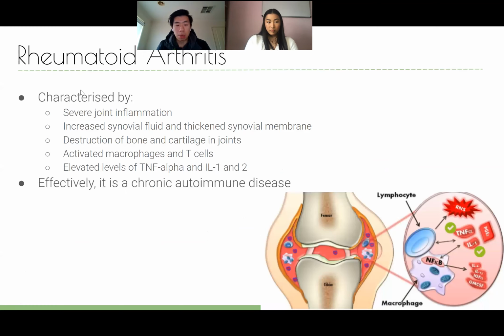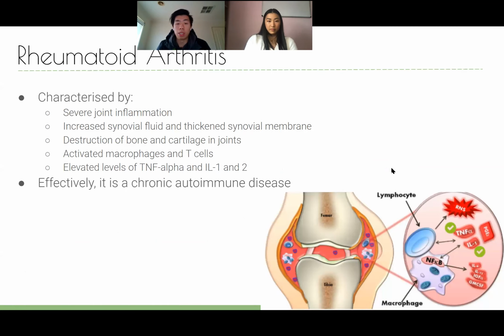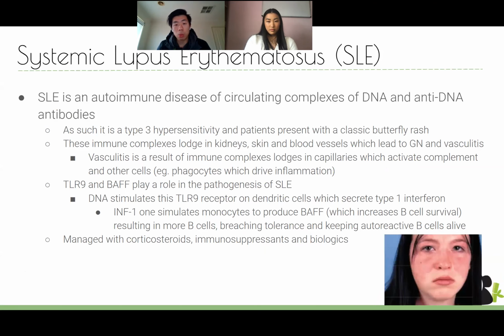And these are some characteristics. So severe joint inflammation, increased synovial fluid, and thickened synovial membranes, so thickened membranes and increased fluid. Destruction of the bone and cartilage because of that chronic RANK activation. Activation of macrophages and T lymphocytes and elevated levels of TNF alpha and IL-1 and 2. Basically just a chronic autoimmune disease. You can also get something called lupus.